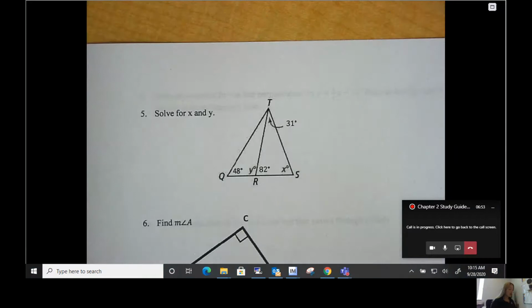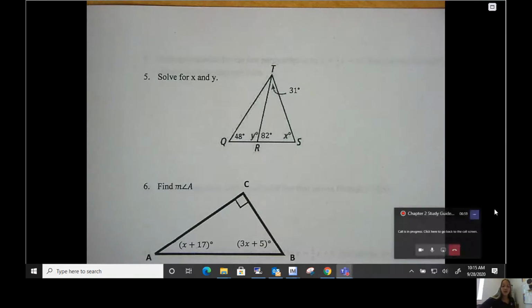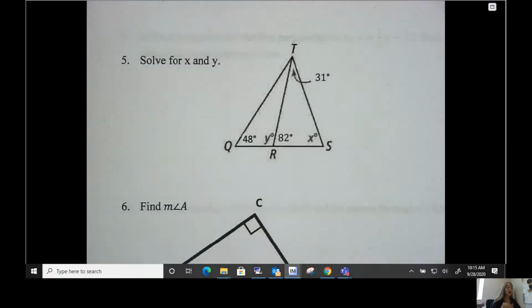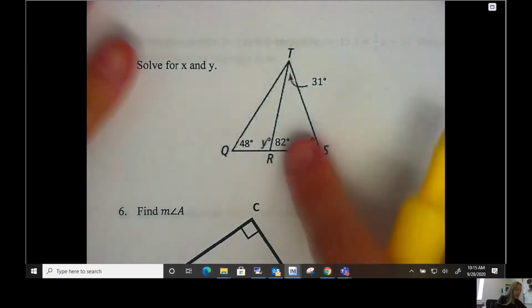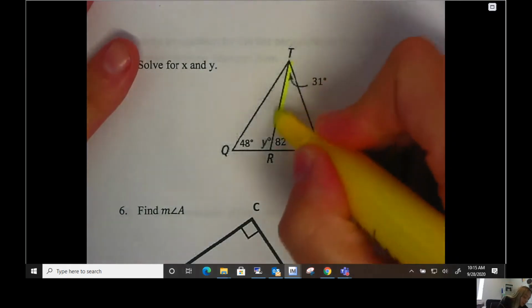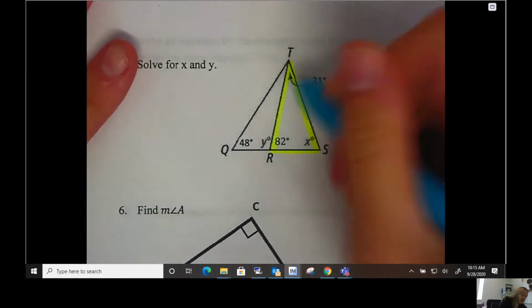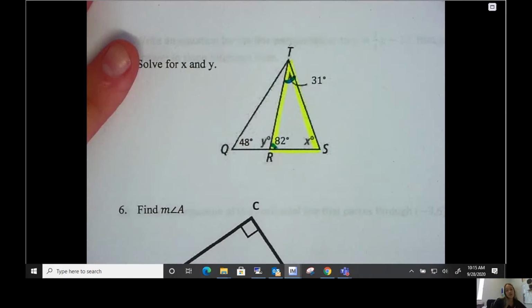Number 5, solve for x and y. So this time I'm talking about triangles. I know that the interior angles of a triangle should always add up to be 180 degrees, and that's every triangle ever. If I take a look at this picture, I have two small triangles, and the triangle on the right is probably the right one to start with because I'm already given this angle right here is 31, and this angle over here is 82 degrees.